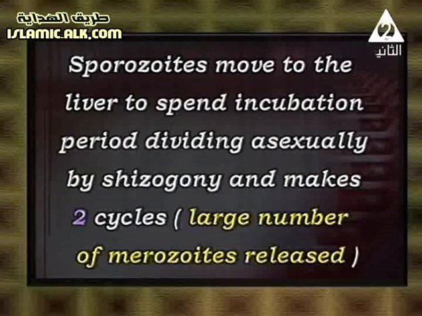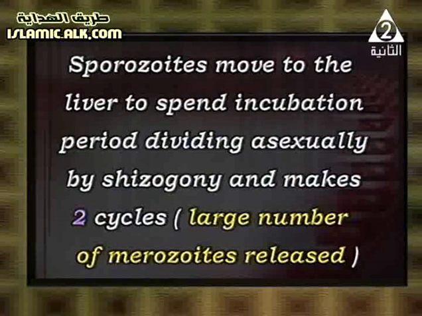The sporozoites directly move to the liver of the human and spend a time period we call the incubation time. This is the time of growing up of the sporozoites, which reproduce asexually and give something called schizogony. The schizogony then makes two cycles, with a large number of merozoites released. This is the first type, which is asexual reproduction.